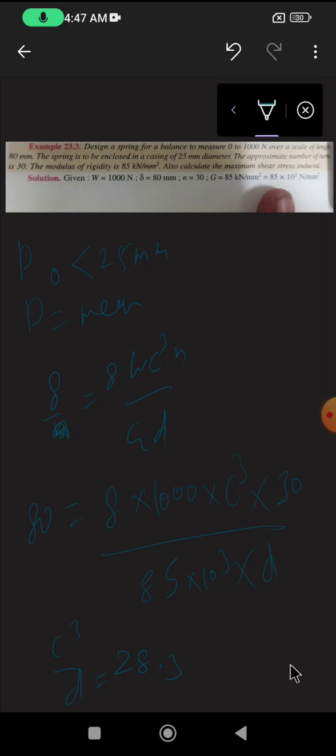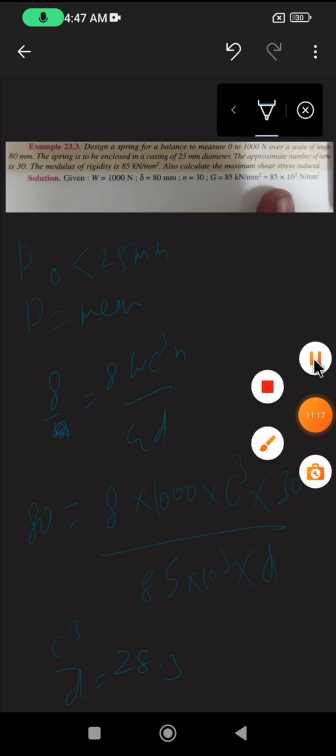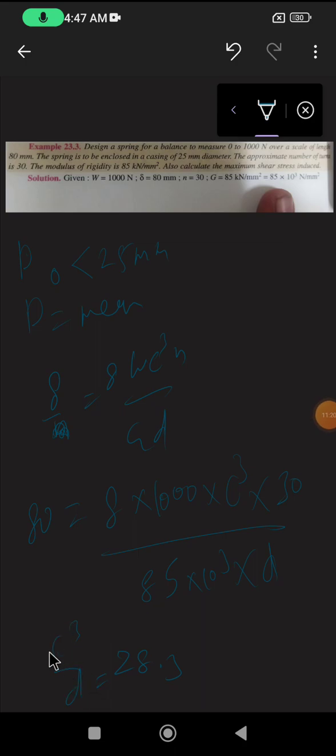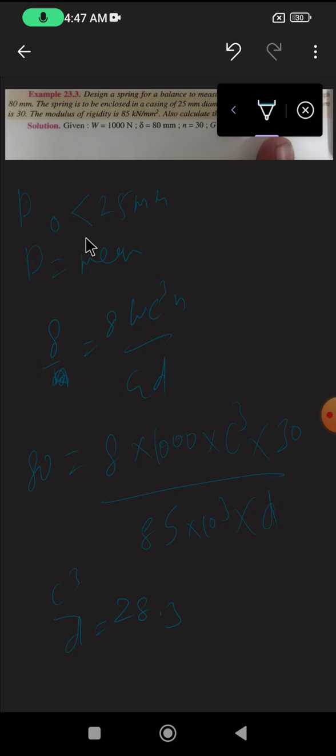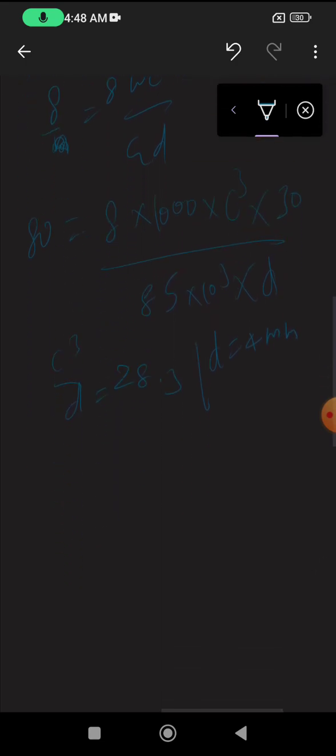Now here there are two unknowns, capital D and small d, and we have one equation, so this cannot be solved, but we have one constraint for capital D, that it should be less than 25 mm. So what we can do is assume any one diameter in order to solve. So we are assuming small d is equal to 4 mm. We will see if this assumption is correct or wrong.